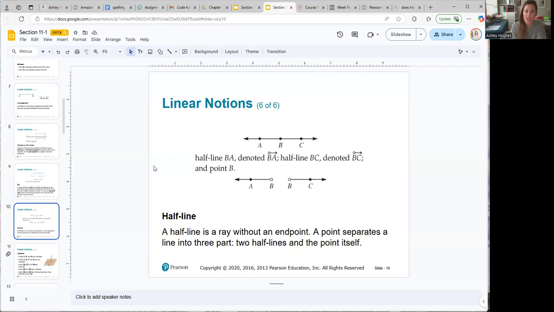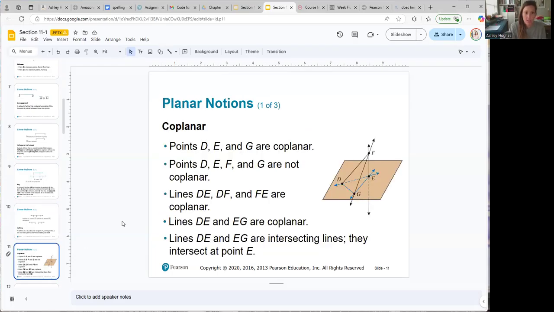Half line BA is denoted by BA, and half line BC is denoted similarly. That's just where it has the open circle. A half line is a ray without an endpoint. Now, coplanar, just like the word collinear meant on the same line, means you have points on the same plane.